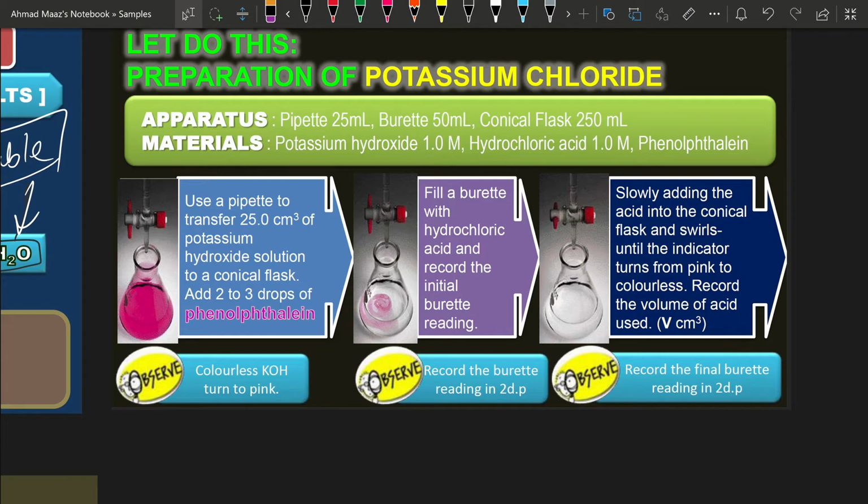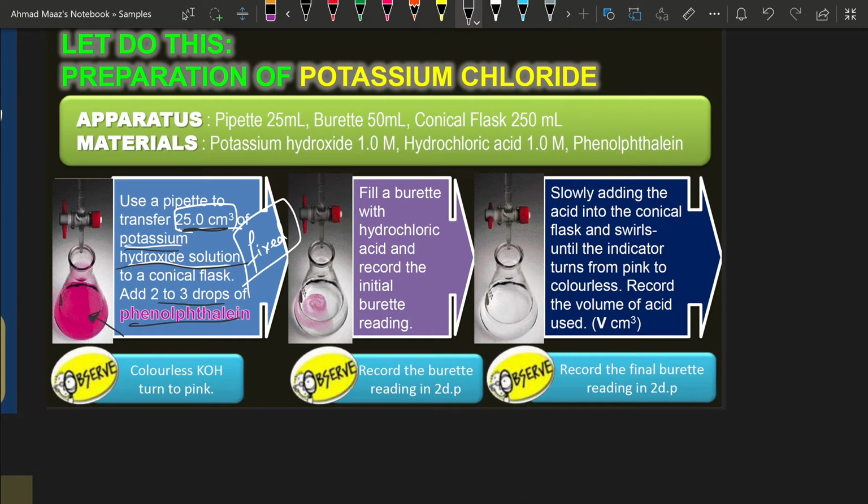So we'll add 25 centimeter cube of potassium hydroxide. It must be a known quantity. You can do 50 centimeter cubes, but it has to remain fixed and known. In this case you're using 25 centimeter cubes of potassium hydroxide and 2 to 3 drops of phenolphthalein, so that it turns pink. Potassium hydroxide is an alkali, and phenolphthalein will turn pink when it is added to an alkali. From this burette you add acid drop by drop, and you see that the color starts to fade away.